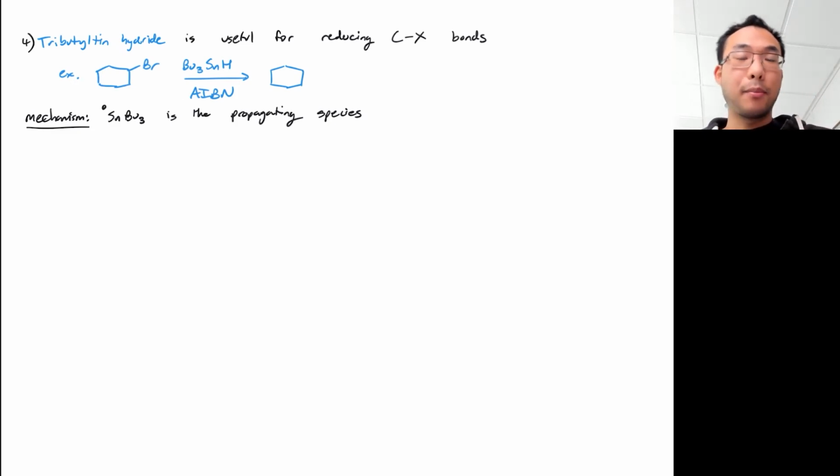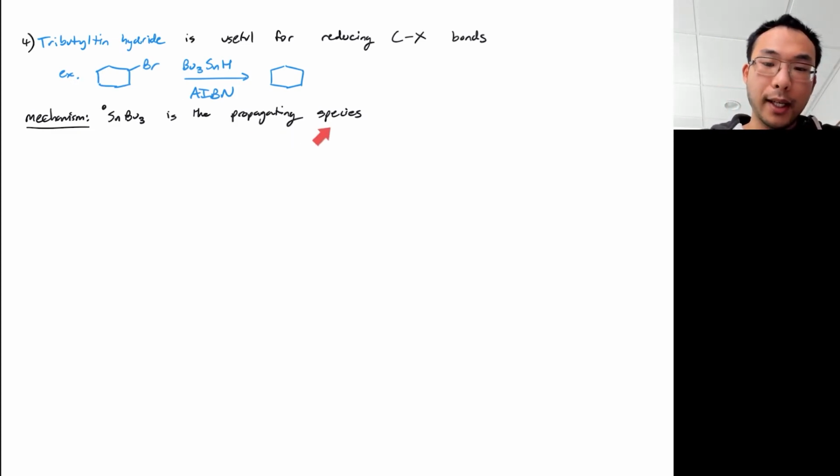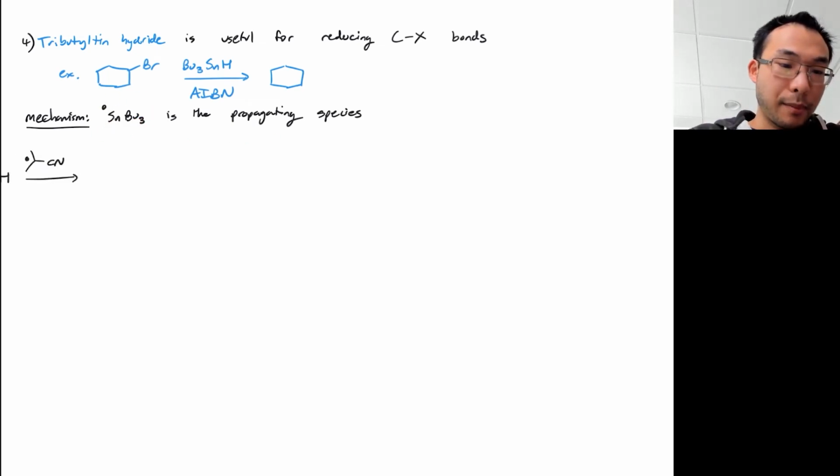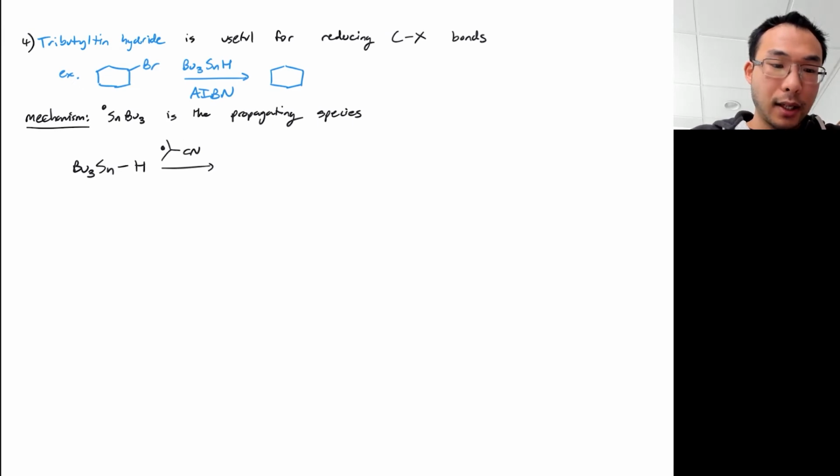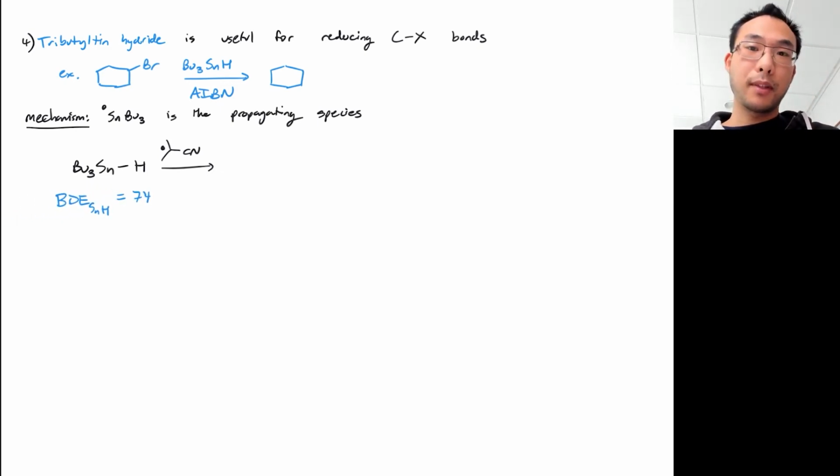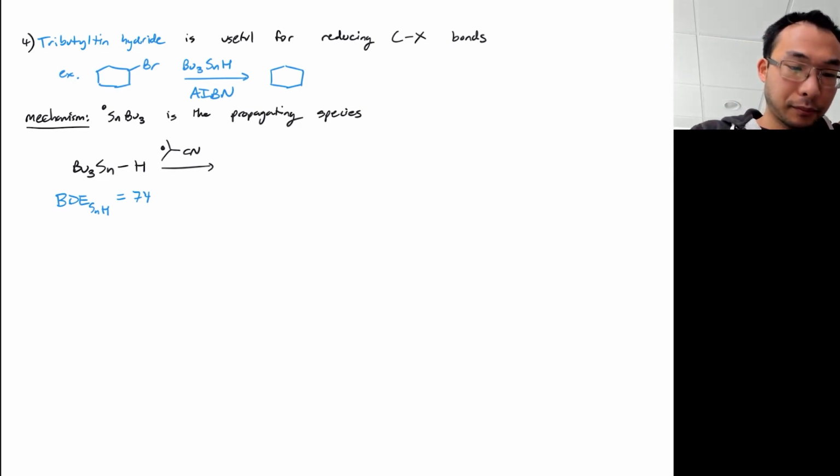Here, the important thing to know is that whenever you're using tributyltin hydride, the propagating species is the tin radical. So our mechanism will look something like this. I'm skipping the initiation step, but the first propagation step is the abstraction of hydrogen from the tin-hydrogen bond. Turns out that's a relatively weak bond compared to everything else, so that's what happens.